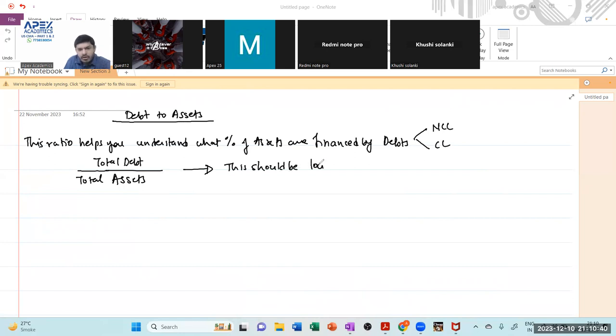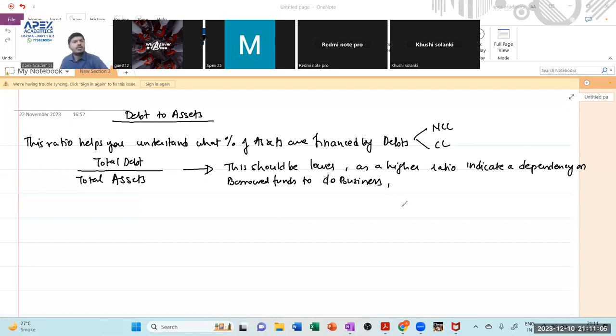This should be lower. Why? A higher ratio indicates a dependency on borrowed funds to do business. Now, remember one thing. I'm writing something down in Hindi for you to understand.